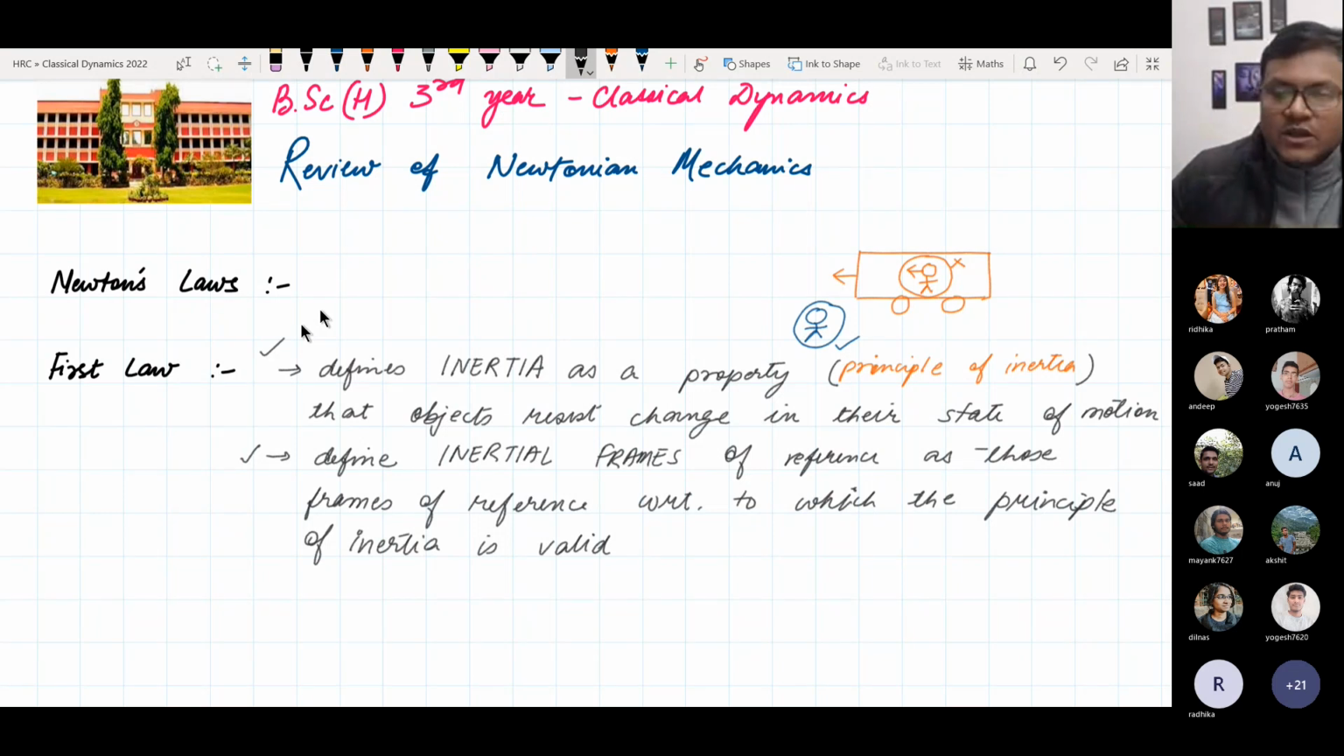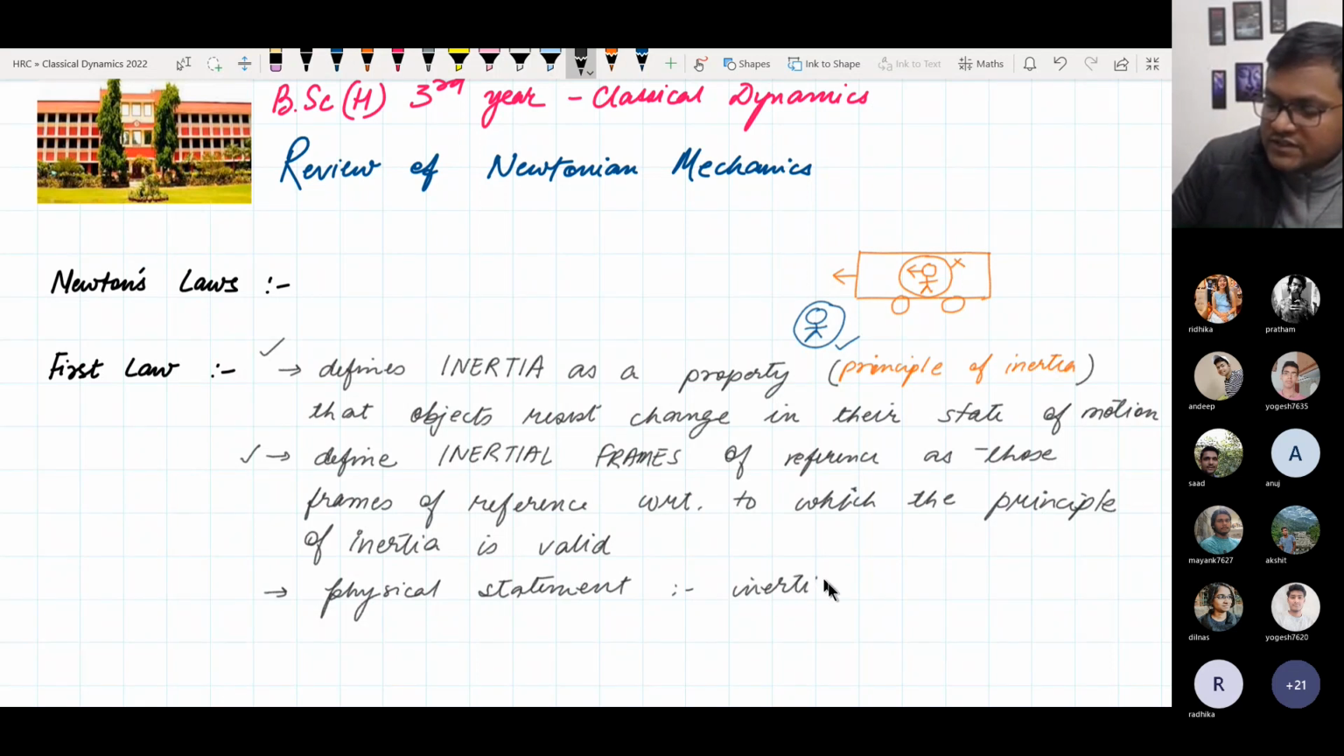So yes, there is something called inertial frames of reference. There is something called a property of inertia or a principle of inertia, which is basically Newton's first law. But there is also the idea that inertial frames of reference exist. Okay, because there are many frames of reference in this universe. There are infinite observers, out of which some of them are inertial frames of reference. So it's a physical statement, not a definition, that inertial frames of reference exist. What do I mean by it?